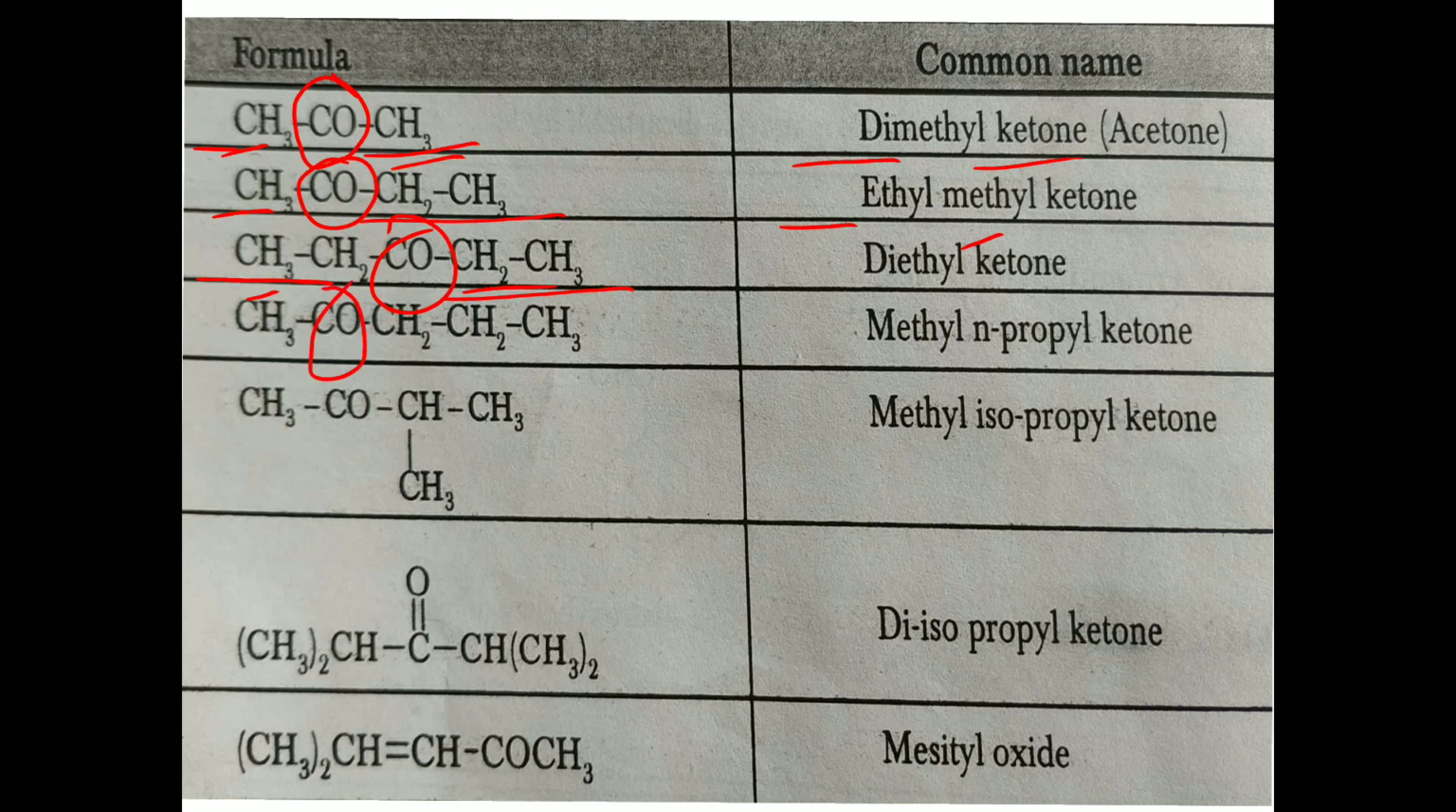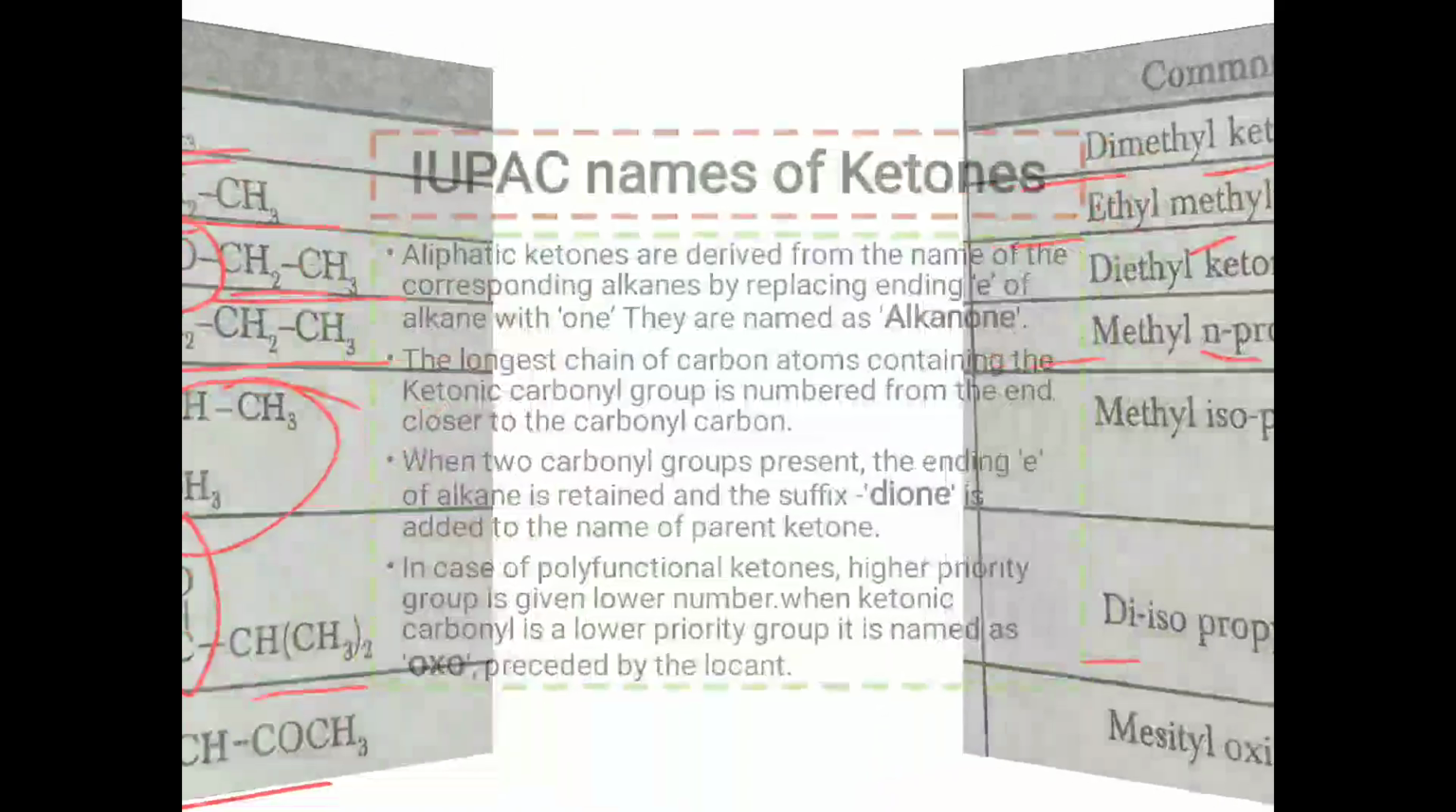Now next is an example of a mixed ketone. This is the methyl group, this is the propyl group. As the first letter is M, then P, the name is methyl propyl ketone. Now next is also a mixed ketone. This is the methyl group, this is the isopropyl group, so the name is methyl isopropyl ketone. Now in this there are two same groups, so it is isopropyl ketone. Now here we have to use the general name, that is mesityl oxide.